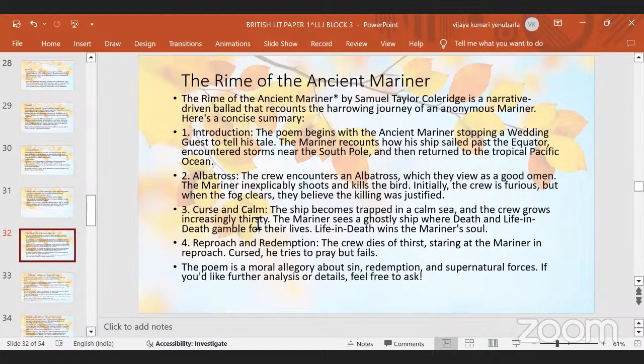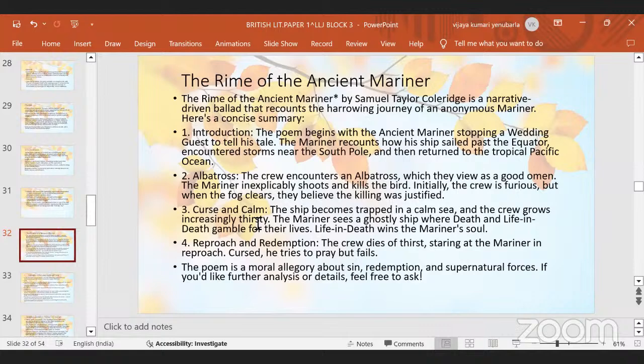And after that, the situation worsens again, and the cold waves increase, and the ship becomes trapped. That means everything is frozen. The ship doesn't move. It couldn't move. There is no water. There is no food, and they cannot talk. They cannot even move. Everybody in the ship dies except the mariner. So this is the situation. And now he is alone thinking about his deeds.